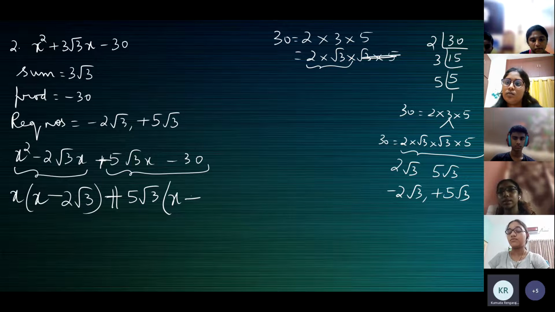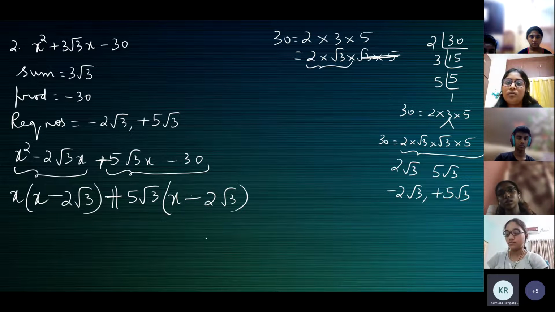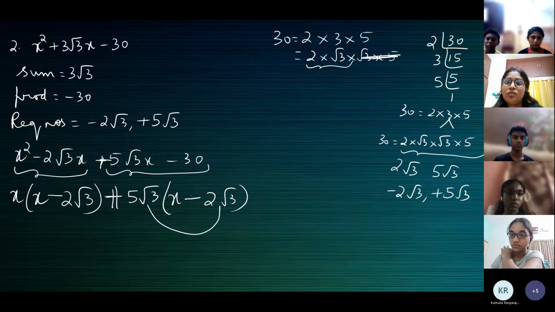Now this 5 root 3 is common outside, so in the bracket you must write 2 root 3. Now see here, 5 into 2, 10. Root 3 into root 3 is 3. 10 into 3, 30. When you multiply these two, you will get 30.